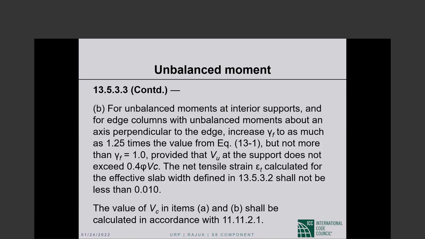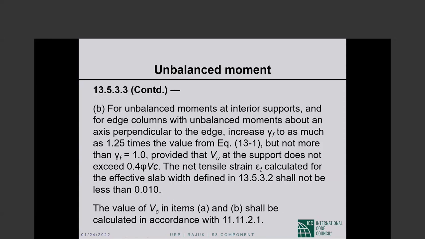Now we can do that provided V sub u at the support does not exceed 40% of phi times V sub c, quite restrictive. It was 75% at the edge column, 50% at the corner column. Now it is 40% of phi times V sub c at the interior support.